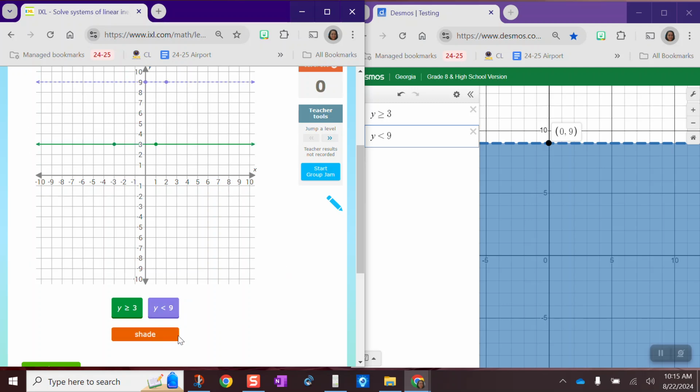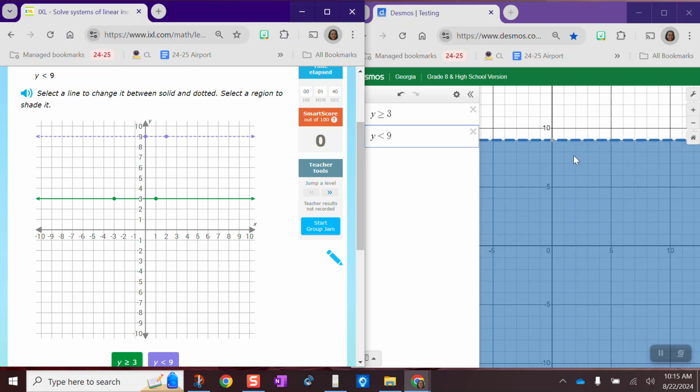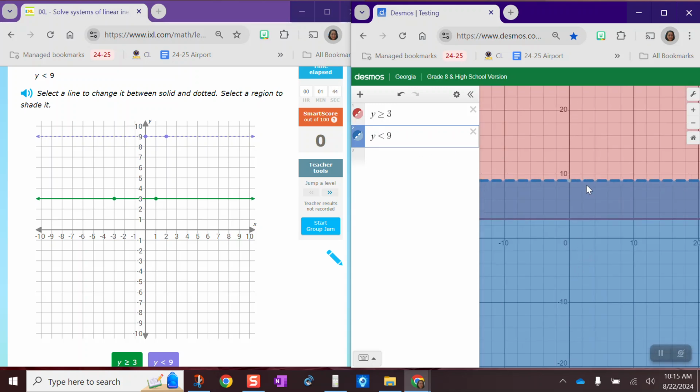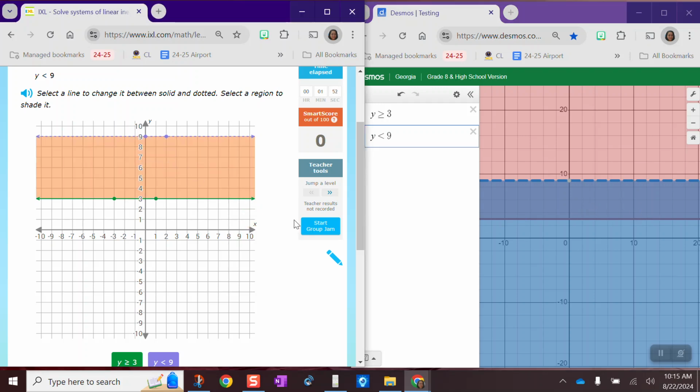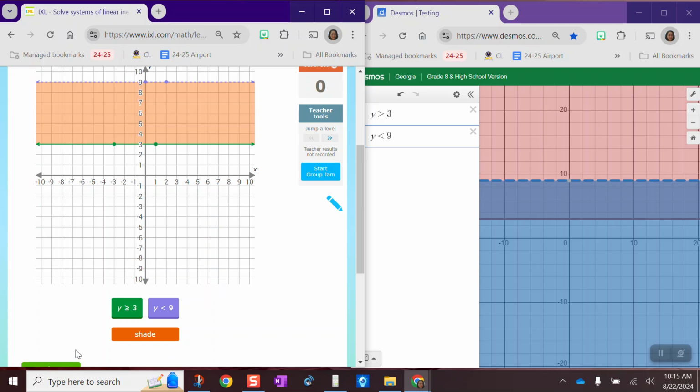Now we have to shade. Select the region to shade it. Do we just shade the answer? All right, so now when you look at both of these, where is the region where they overlap? In between the lines, correct? So that would be where the solutions are. The points on this solid line would be solutions. The points on the dashed line would not be solutions. And hopefully I'm not wrong.